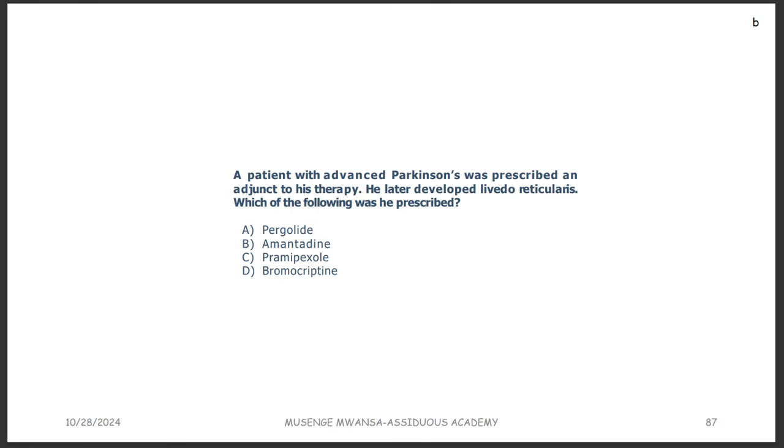A patient with advanced Parkinson's was prescribed an adjuvant to his therapy. He later developed livedo reticularis. Which of the following was he prescribed? Pergolide, amantadine, pramipexole, bromocriptine. There is only one drug that can cause livedo reticularis here, and that drug is a dopamine releaser. Which one can we pick? B. Thank you so much. Amantadine.